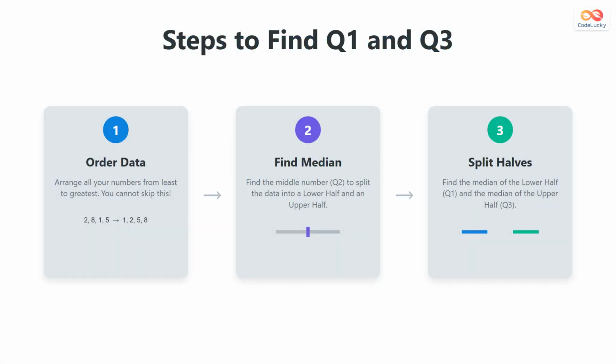Here is the 3-step process. First, always order your data from least to greatest. Second, find the median of the entire set to split the data into a lower half and an upper half. Third, find the median of those individual halves. The median of the lower half is Q1, and the median of the upper half is Q3.